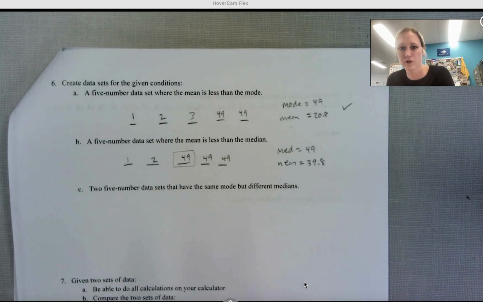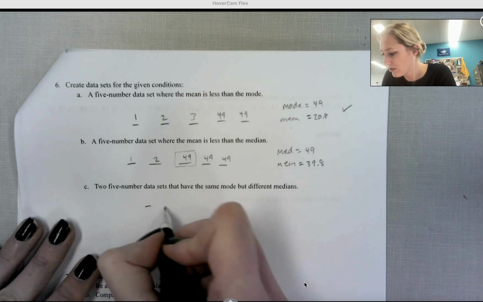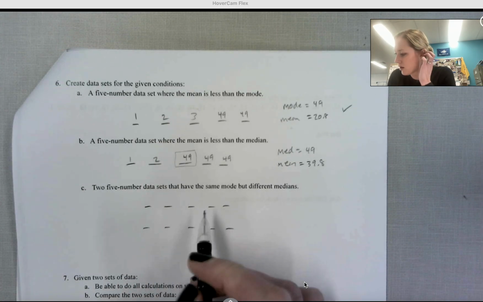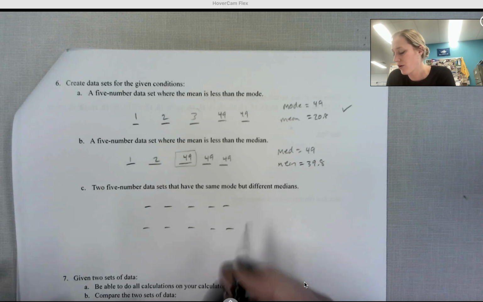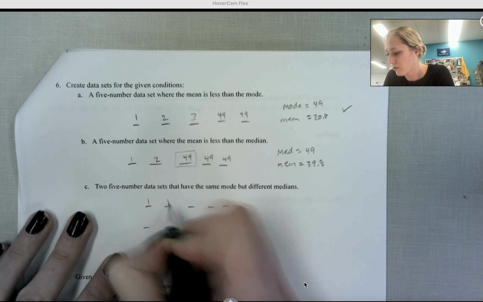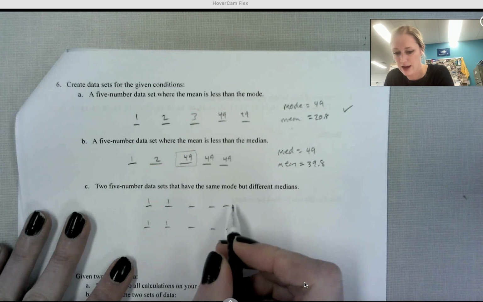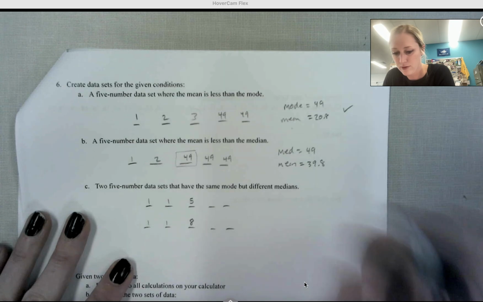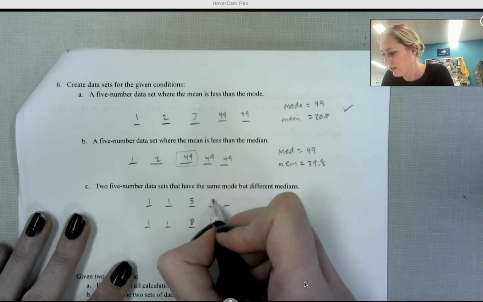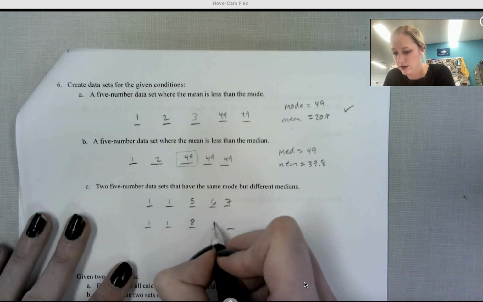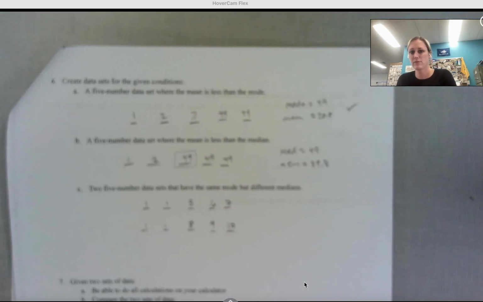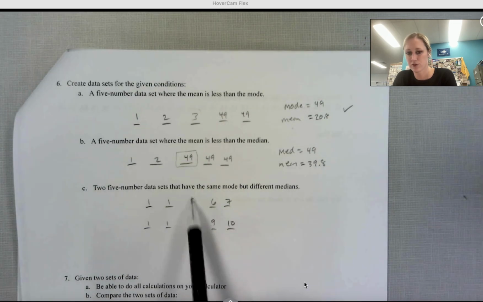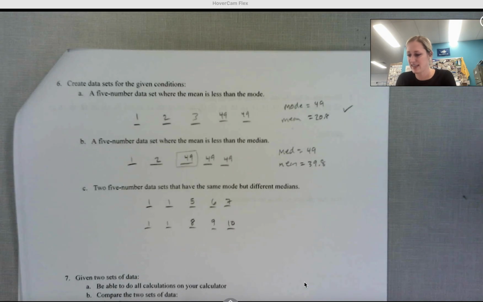So we're going to have 2 different 5-number sets, and we want them to have the same mode but different medians. Let's just use 1 and 1. Those are my modes. For different medians, we just pick a different number for the middle number, and then the rest can be the same, or it doesn't have to be. So we have the same mode. They both have a mode of 1, but the median for this one is 5 and the median for this one is 8.